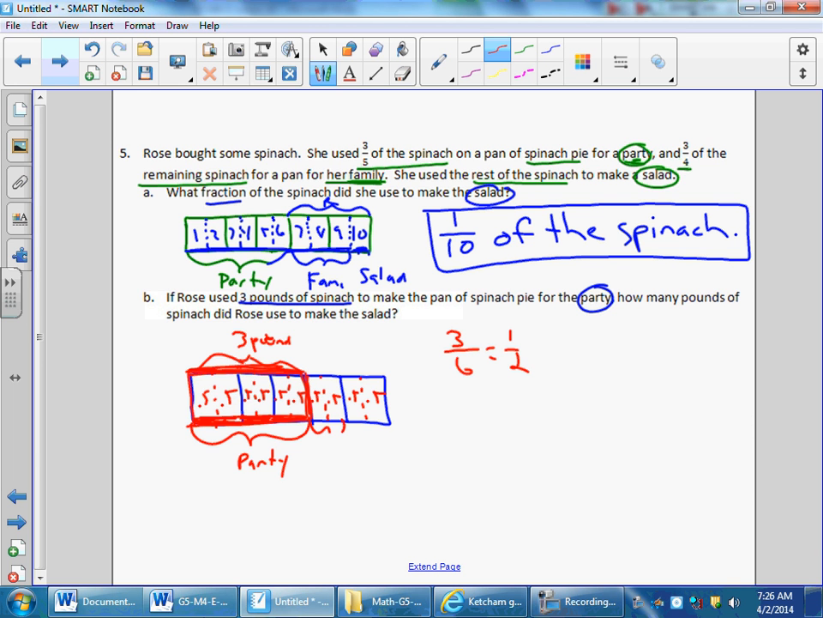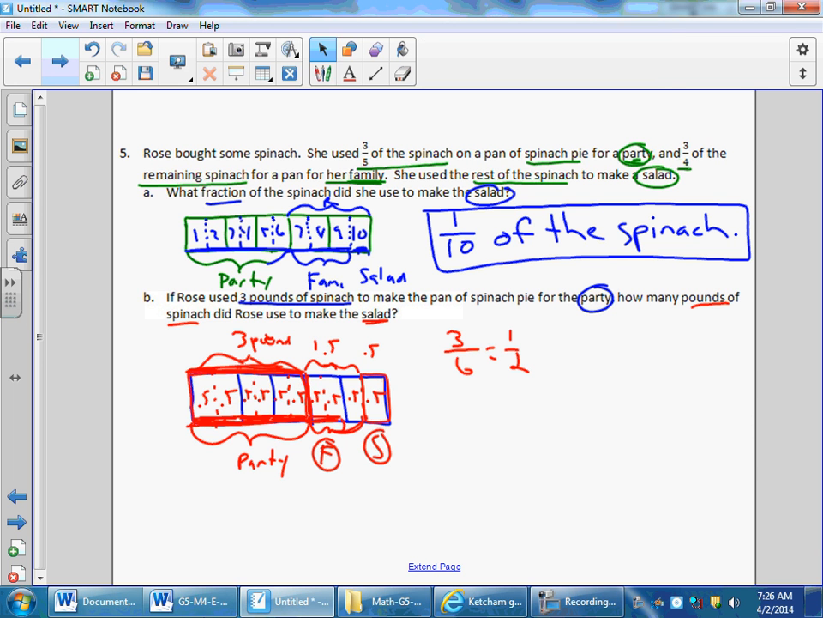Therefore, the family would be 3 sections of that, so it would be a pound and a half. And finally, this would be the salad, which would be a half a pound. There's your salad. My final answer, how many pounds of spinach did she use to make the salad? Well, I'm focused on this section right here. So it's a half pound of spinach.